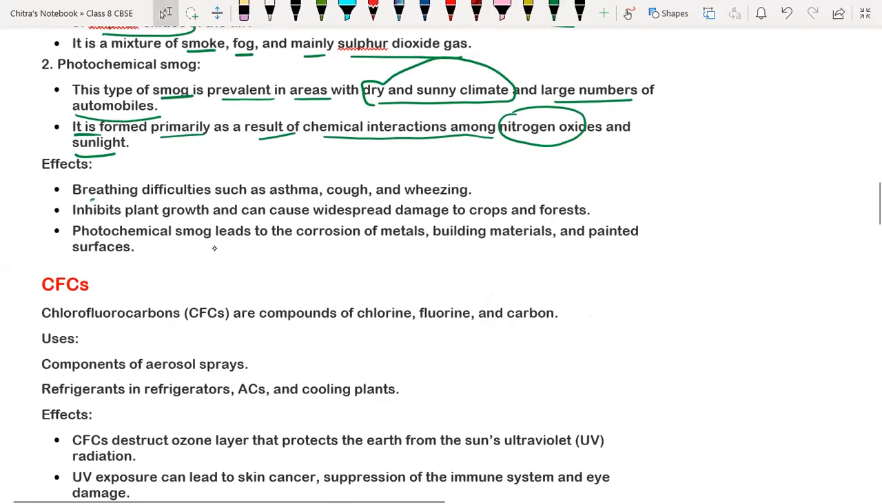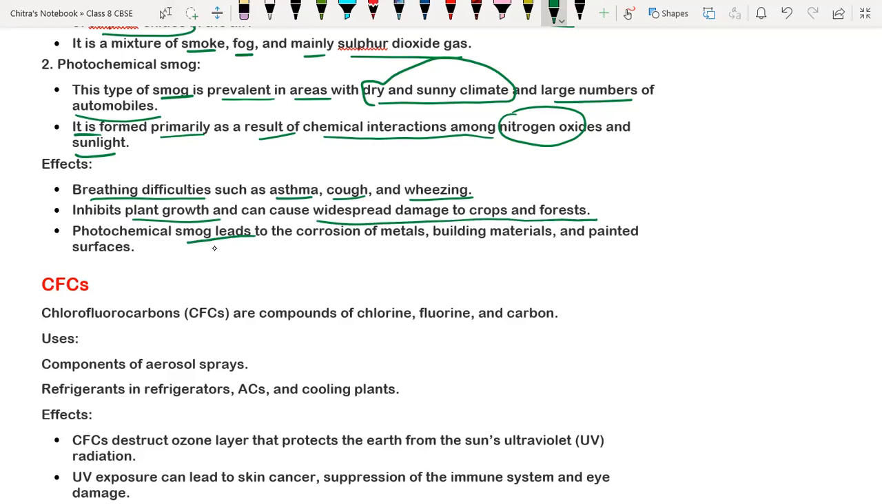They cause breathing difficulties such as asthma, cough, wheezing, etc. It inhibits plant growth also, because when they attach to the leaf of the plant, they reduce the process of photosynthesis, due to which the plant cannot produce sufficient nutrition for itself. Hence, growth is barred and it causes widespread damage to crops and forests also.